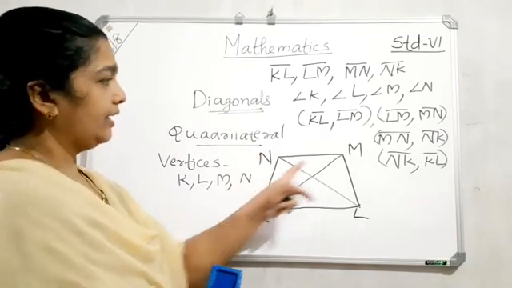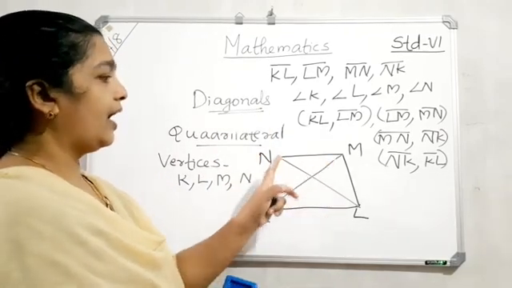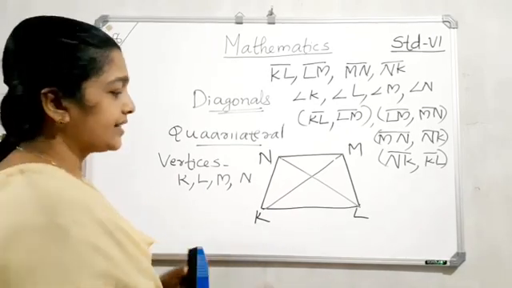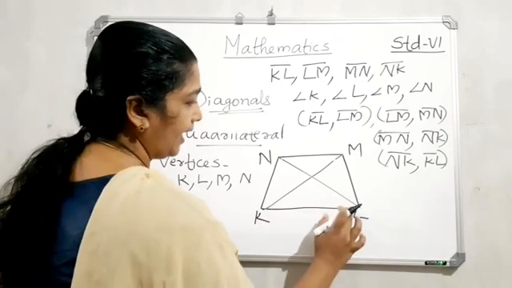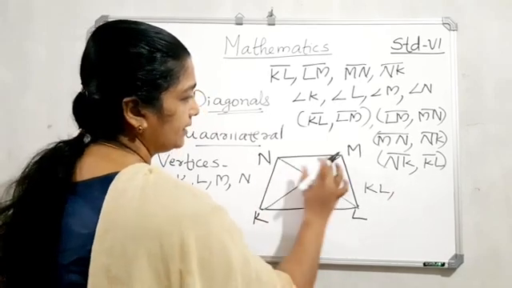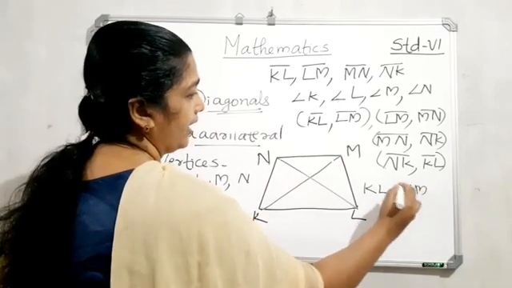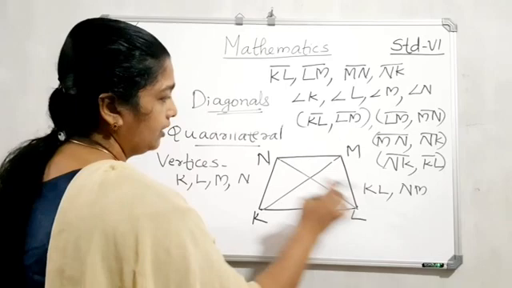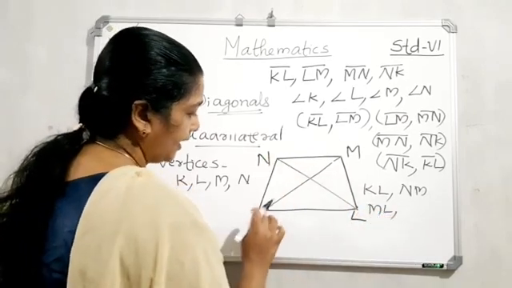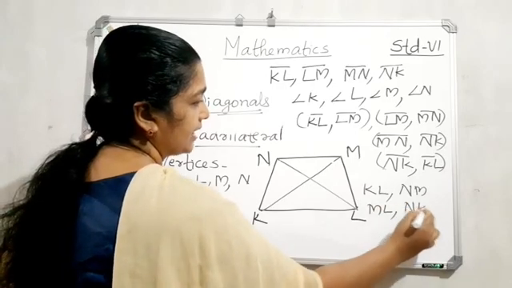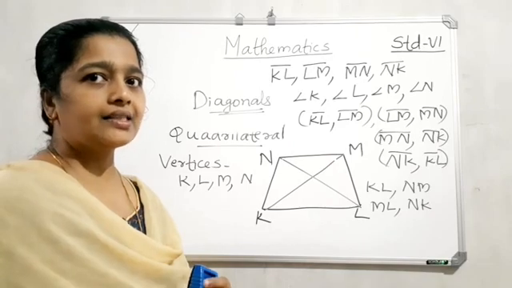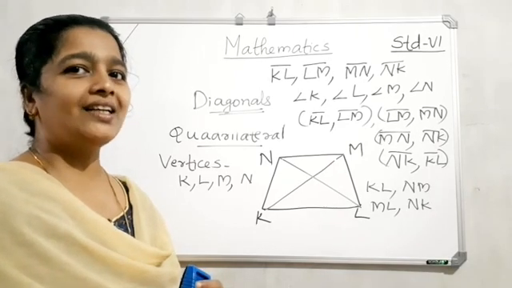Clear? K, M and L, N are called diagonals. What are the opposite sides? Opposite sides are K, L and N, M, and M, L and N, K. These are known as opposite sides.